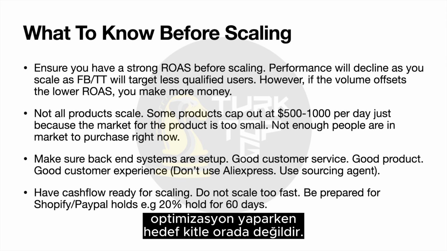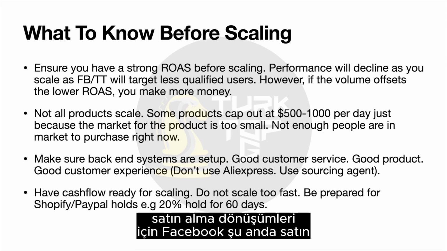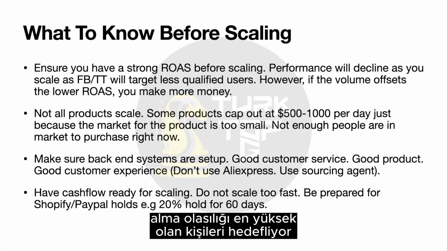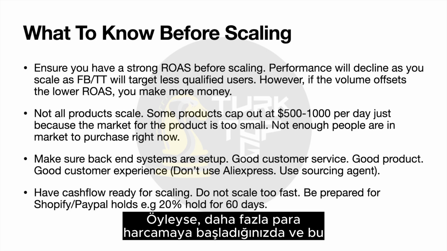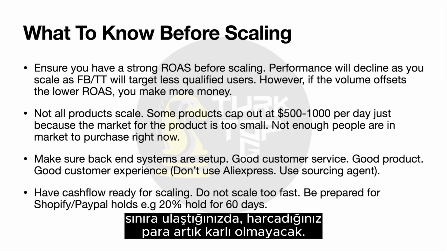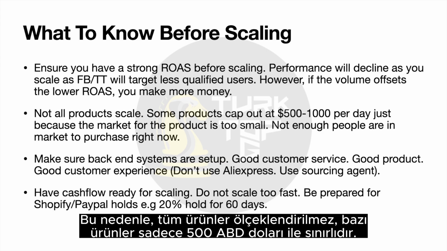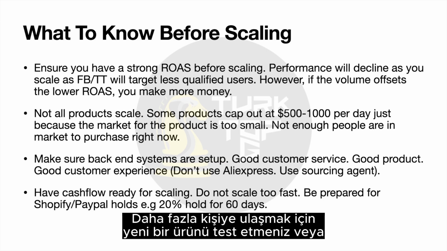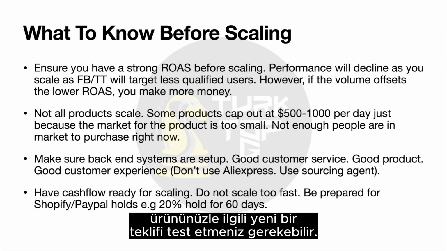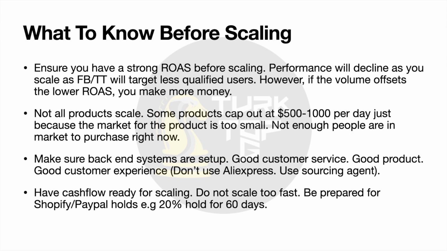So when you're running paid ads on Facebook and you're optimizing for conversions, for purchase, Facebook is targeting people who are most likely to purchase right now. So there's only a set amount of those people every single day. So what happens is once you start spending more money and you reach that cap, any more money you spend will no longer be profitable. So not all products scale. Some products just cap out at $500 to $1,000. If you do get to that range and you can no longer scale, you might need to test a new product or test a new offer on your product to try and reach more people.